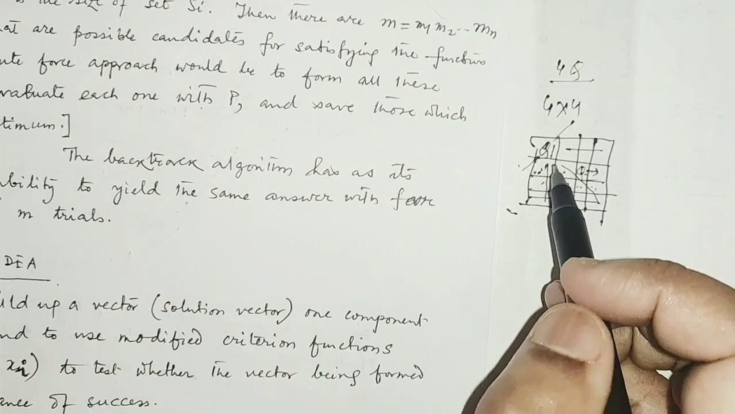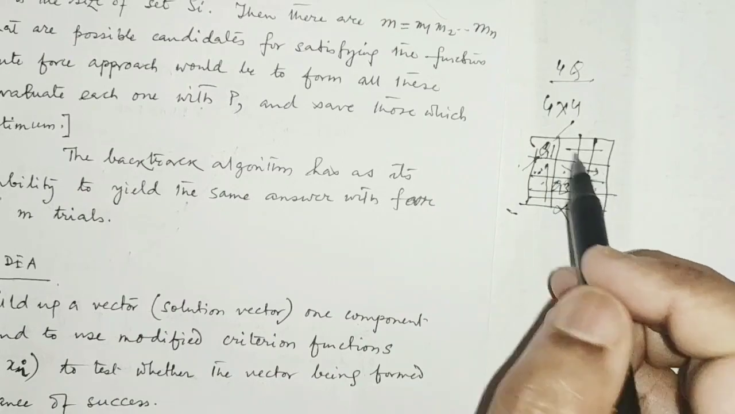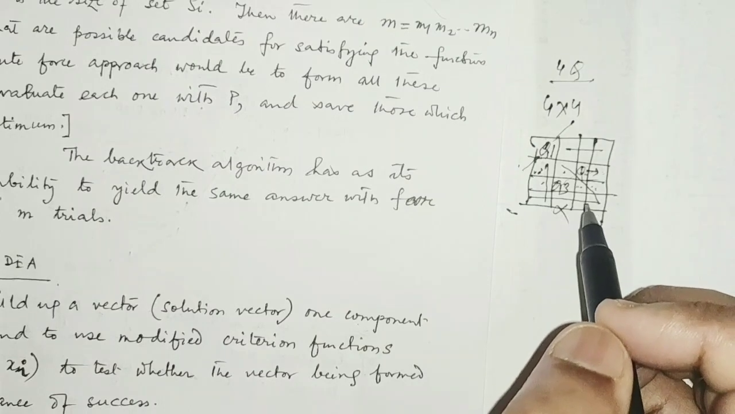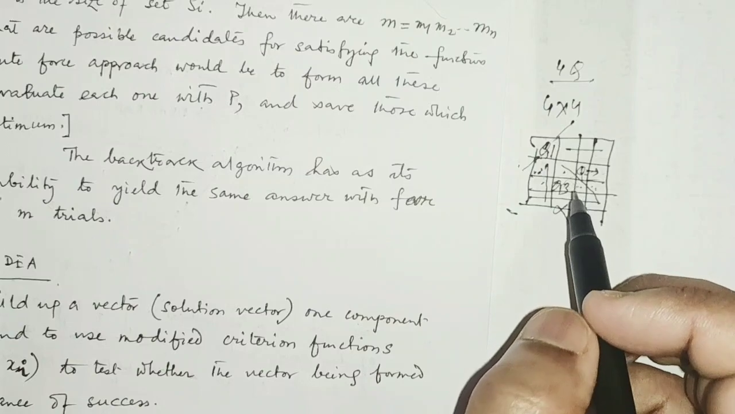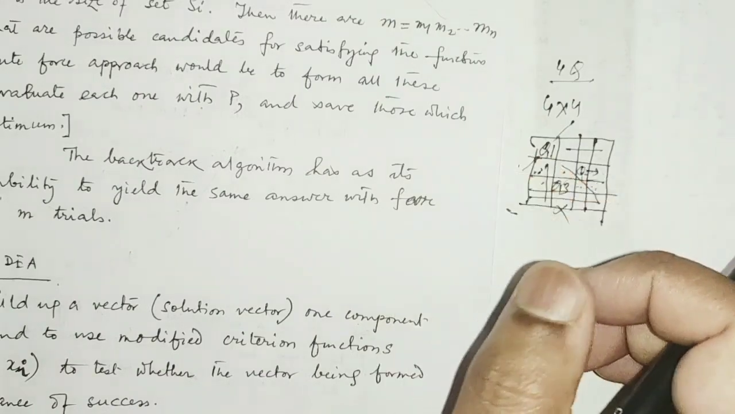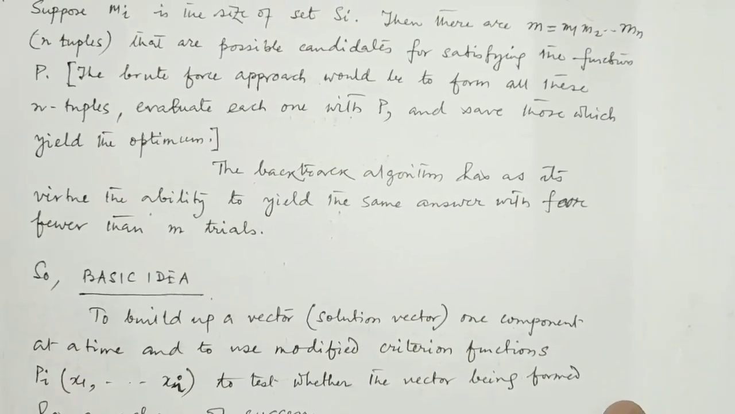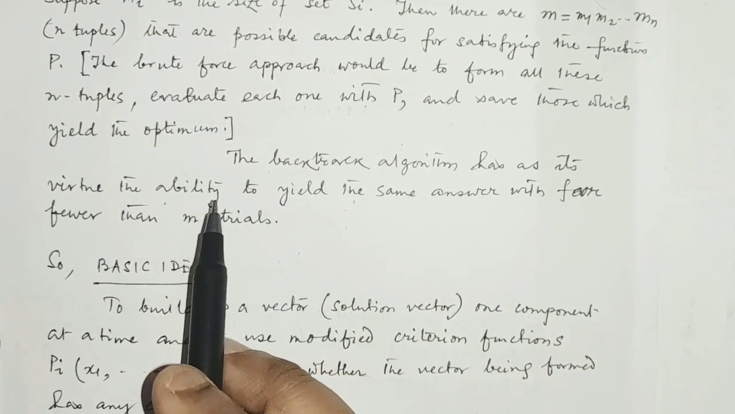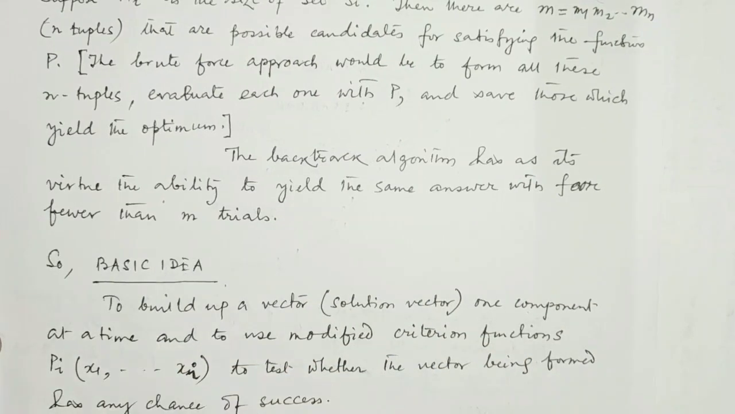So you need not go for queen 1 at row 1, column 1. This process is wrong. So why are you wasting your time checking the remaining combinations? Once you decide that this is the zone where you have come to a dead end, why go for further trials? In this way you can reduce the trials. That's why it is written that the backtracking algorithm has as its virtue the ability to yield the same answer with far fewer than m trials.